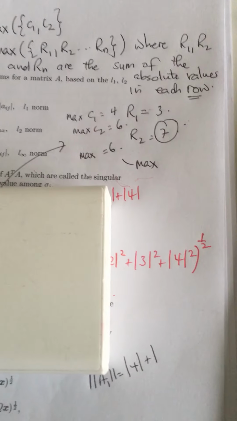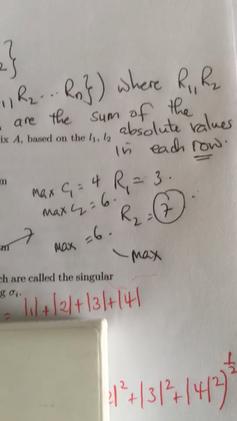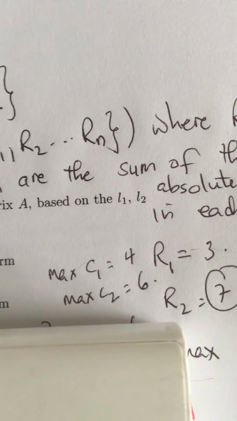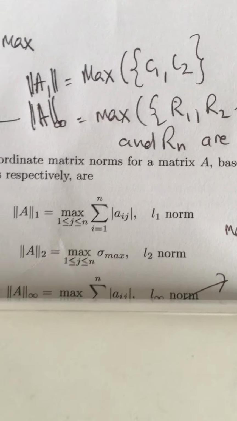Hello everyone, let's go through the subordinate matrix norms again. I hope the L1, L2 and L infinity norms, which were not clear in class, will be clearer, as some of you have messaged me. Let's look at the norm 1, L1. It says here the maximum of whatever is given there.